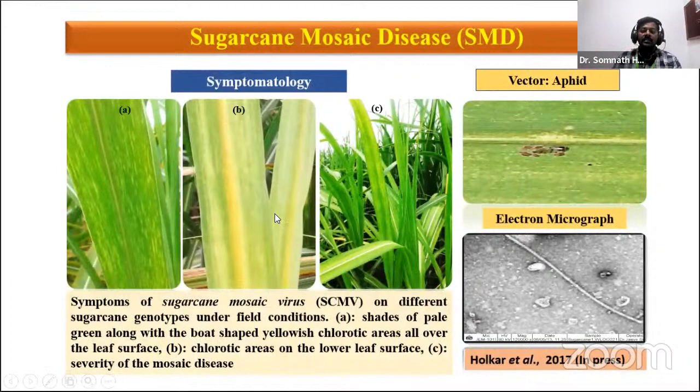Sugarcane mosaic disease is transmitted by aphids. There are 3 to 4 species reported to transmit the sugarcane mosaic virus disease. Melanaphis sacchari is among these, and it is the prominent vector of the sugarcane mosaic virus. These are the electron micrographs of the sugarcane mosaic virus.